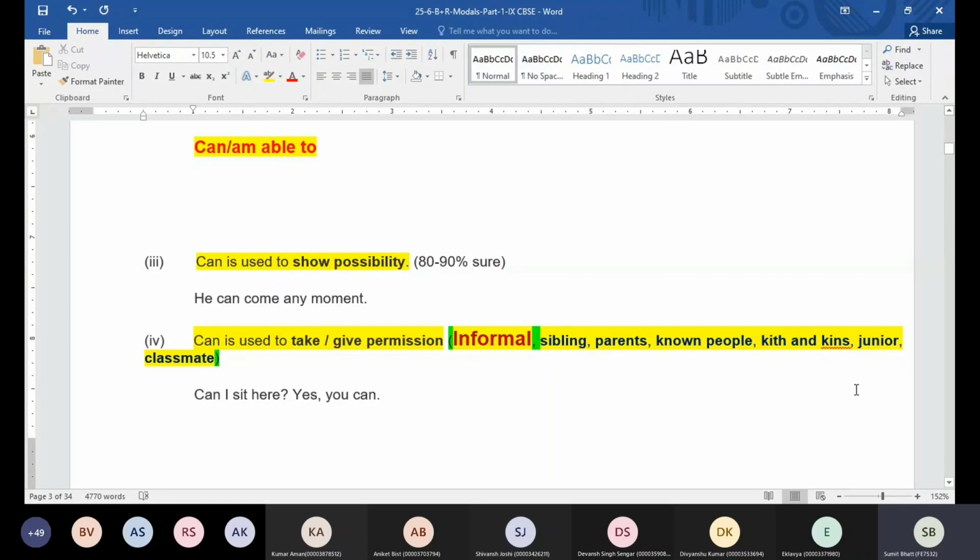Kith and kin, those who are known to us, someone who is junior to you, or a classmate. If you are speaking to these people, you can use the word can. For example, can I sit here? We can say yes, you can. So it can be a conversation between a classmate and you.